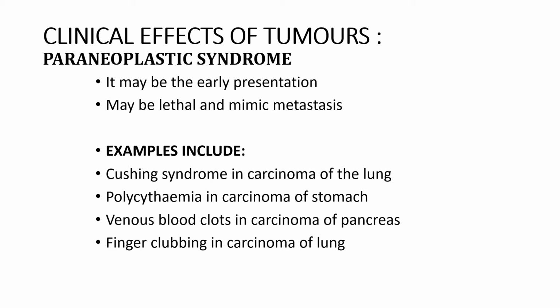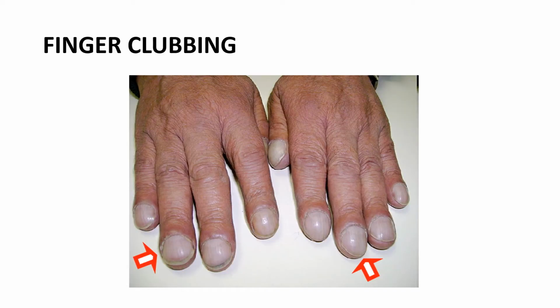It can also be polycythemia in carcinoma of the stomach, venous blood clots in carcinoma of the pancreas, and finger clubbing in carcinoma of the lung. This picture shows finger clubbing, whereby the tips of the fingers enlarge and the nails curve around the fingertips. This usually happens over the course of years, and nail clubbing is sometimes the result of low oxygen in the blood and could be a sign of various types of lung disease, including lung cancer.